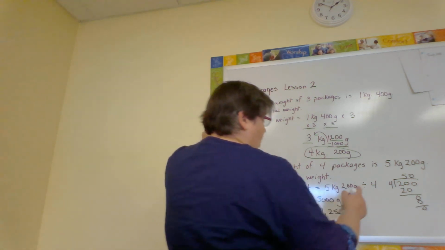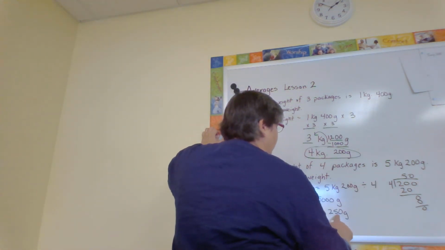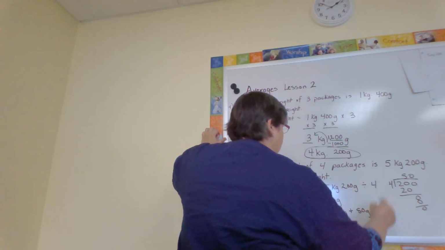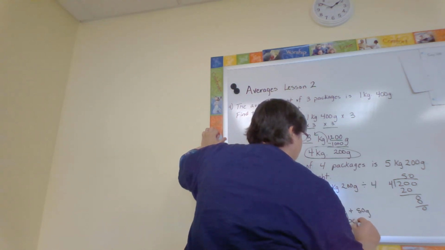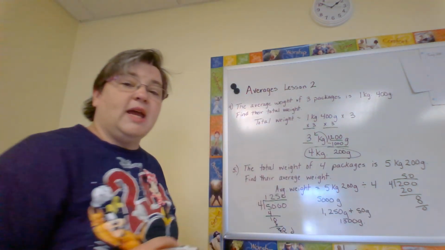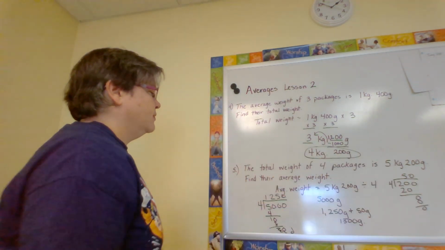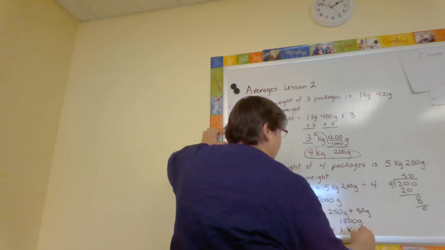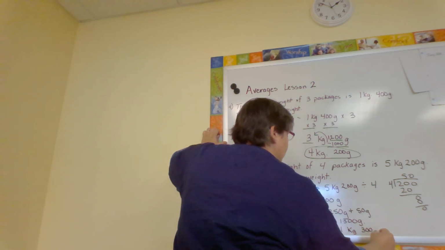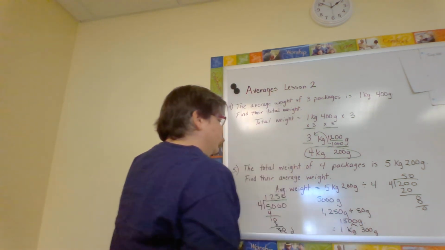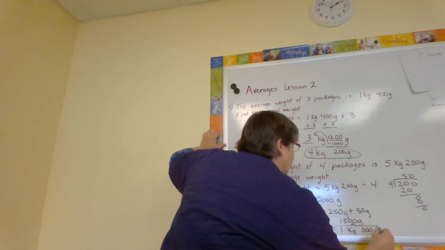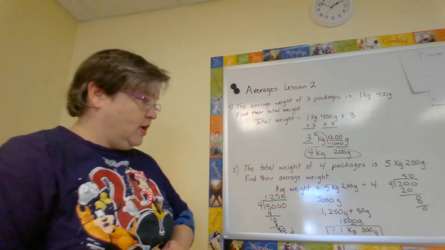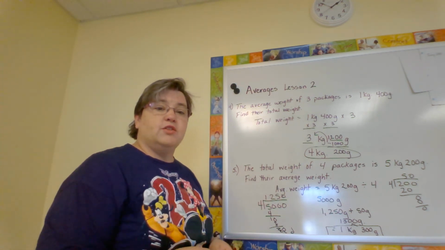So I have a total of 1,250 grams here and 50 grams for my division here, for a total of 1,300 grams. But they want my answer in kilograms and grams. So I have enough for 1 kilogram and 300 grams. You see how I split that up? This is the answer they want. They don't want the 1,300 grams. They want 1 kilogram, 300 grams. So that's how you do that.